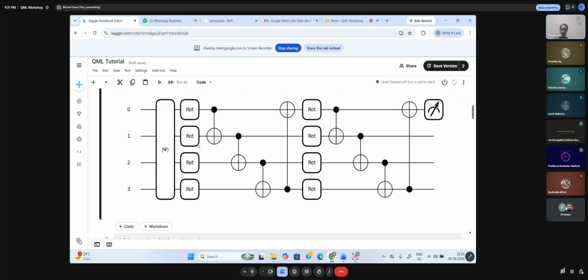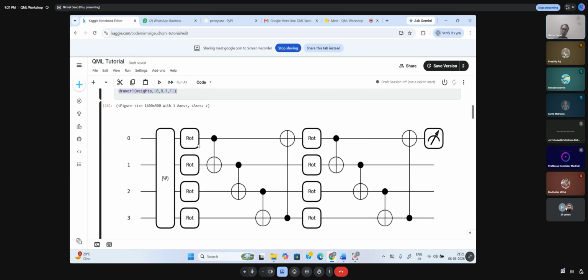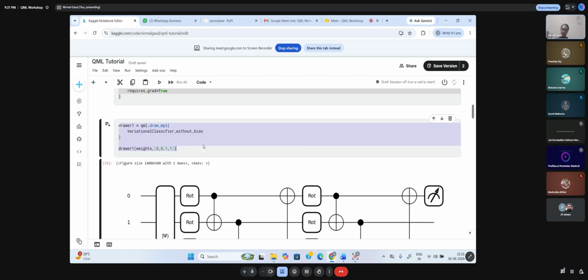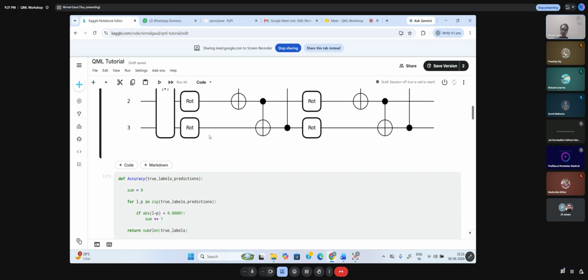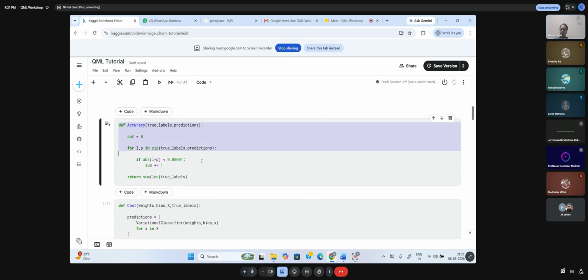Here is the circuit prepared, a two layer circuit. Okay, got it. So you can make a plot also for the variational classifier without bias. After that, calculating the accuracy of prediction. So accuracy is the total true labels divided by the total number of outcomes. So that will be the accuracy. Here we can have true labels, predictions, and we can formalize it.